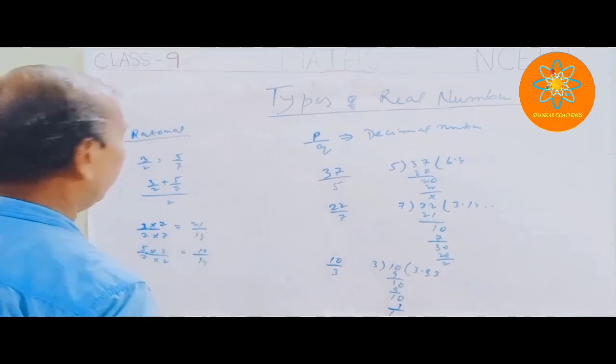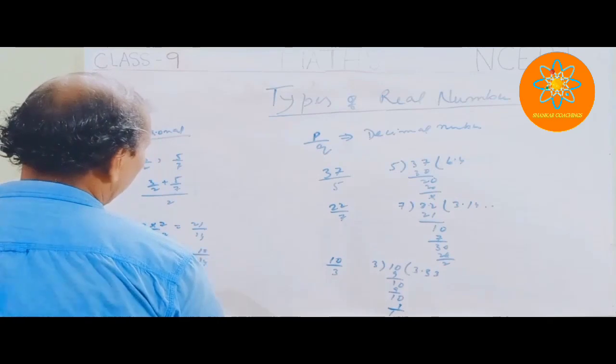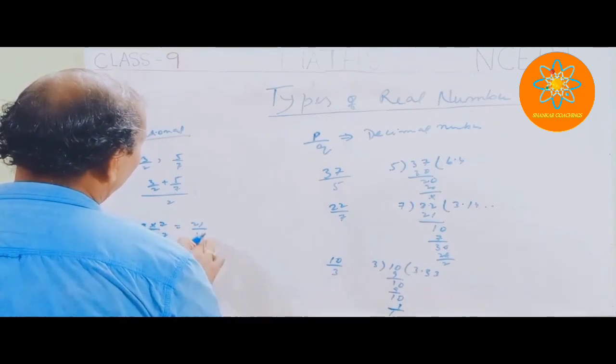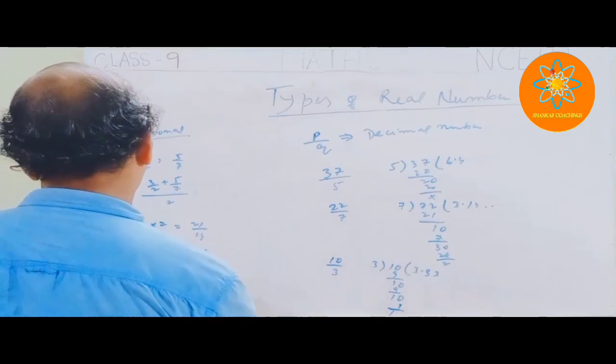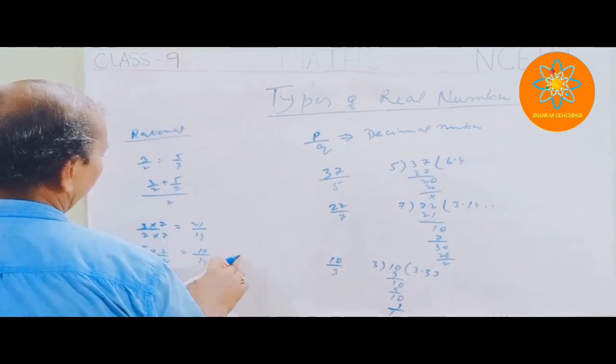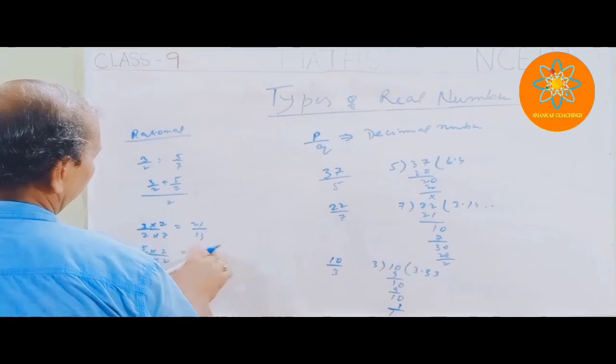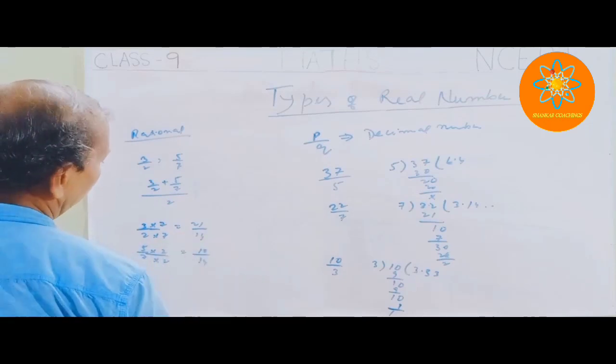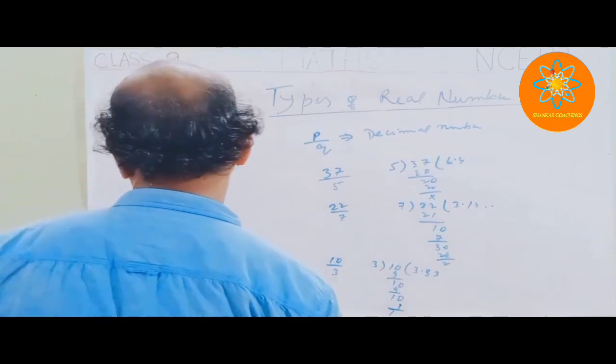Now in between you have to find. So obviously in between this, you have 11, 12, 13, 14. In that way, you will find the numbers in between 21 by 14 and 10 by 14.